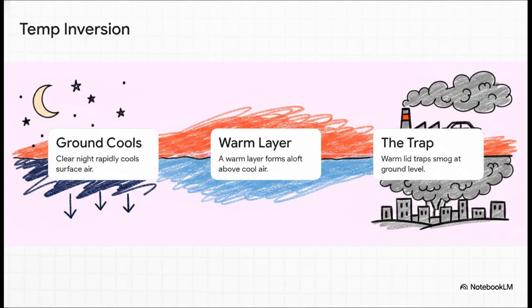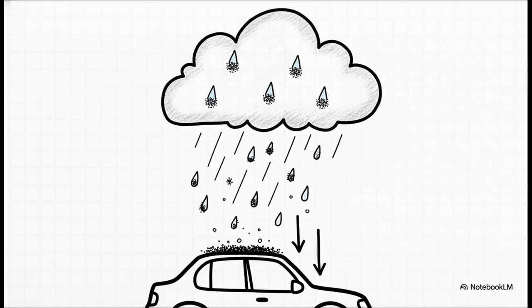That warm layer acts exactly like a tight lid on a boiling pot. The cold, polluted air from vehicle exhaust and factories literally cannot rise through that warm lid. It just gets stuck at ground level. This is exactly why cities located in valleys, like Los Angeles or Kathmandu, experience such severe, suffocating smog on winter mornings. Fortunately for us, the Earth has its own natural cleaning mechanisms.